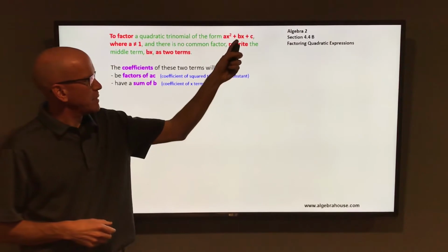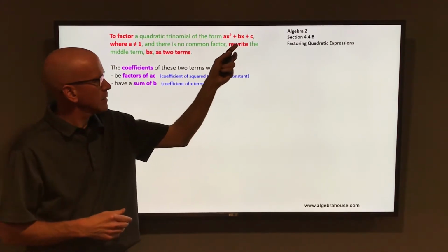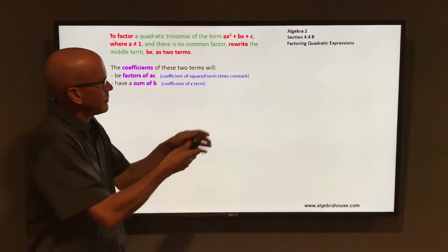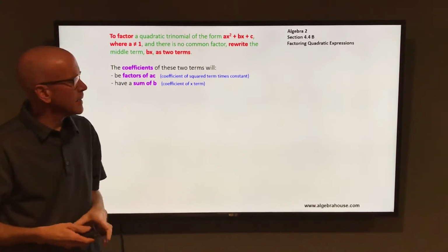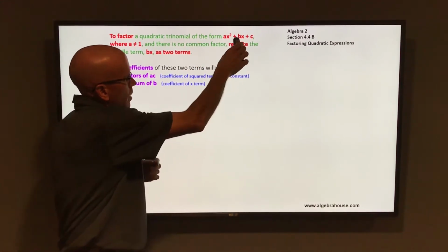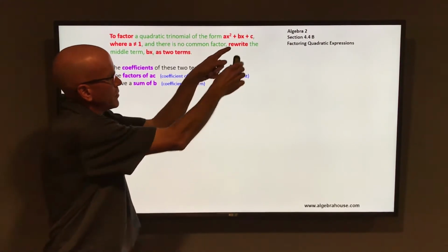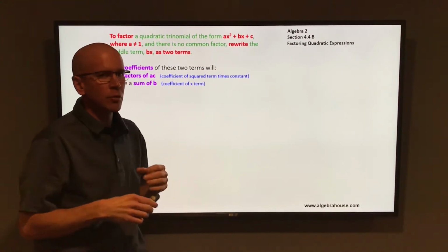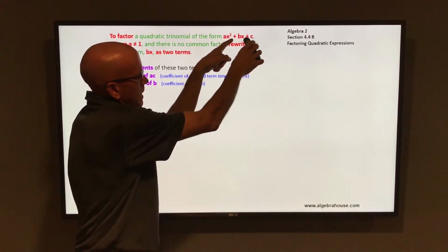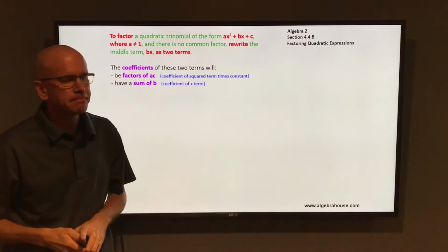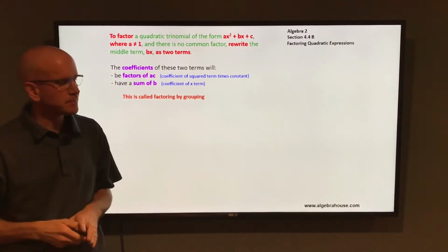When we split that bx into two terms, the coefficients of those two terms, the numbers in front of the x, will be factors of AC. So they'll multiply together to get what A times C is, and they'll have a sum of B. They will add together to get the coefficient of this x. So once again, when we split this bx into two terms, the coefficients of the x's will multiply together to get what A times C is, and add together to get B. This process is called factoring by grouping.